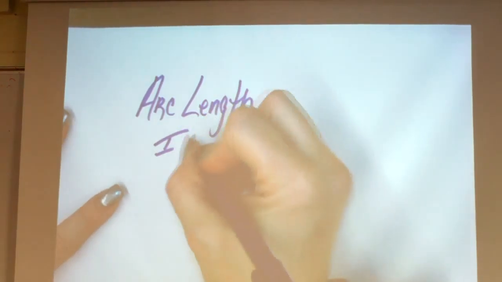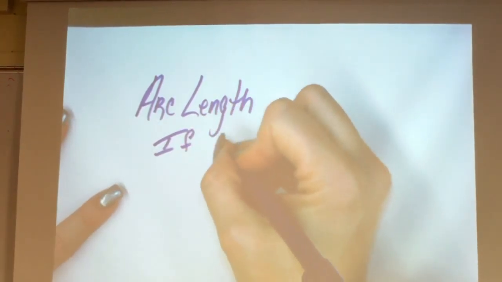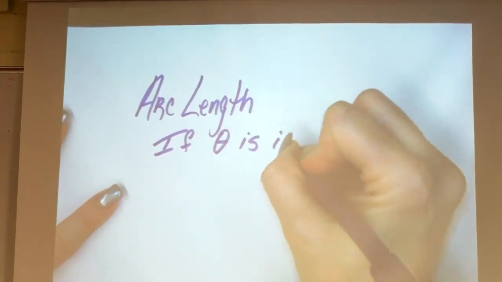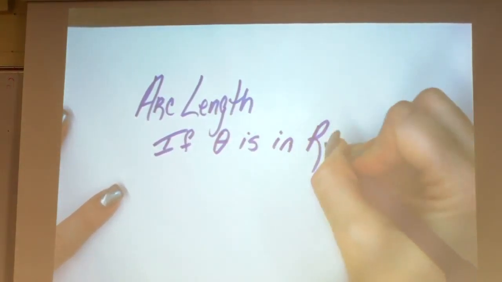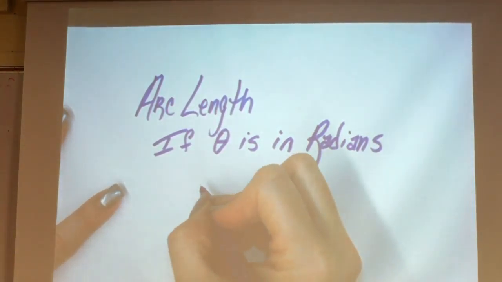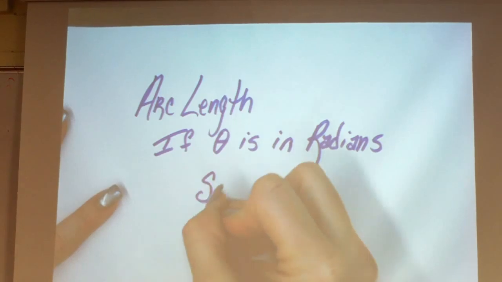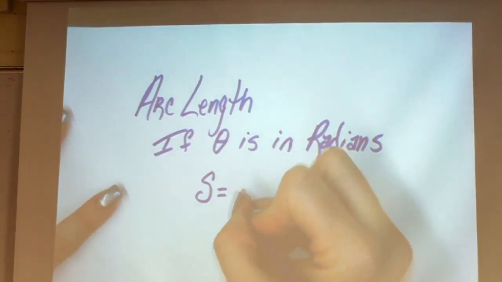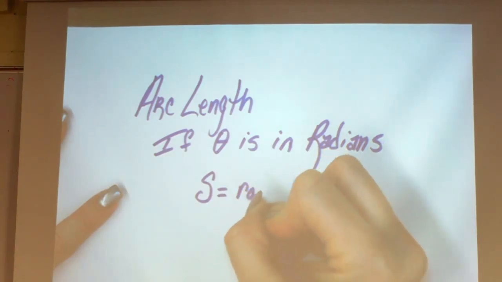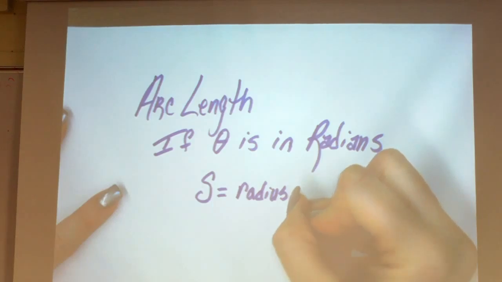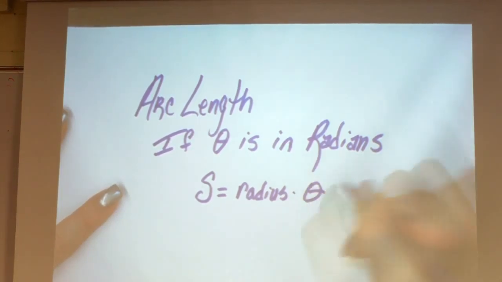If your central angle theta is in radians, here's the formula you want to use. S, your arc length that you're trying to find, would be equal to the radius of your circle multiplied by your central angle, theta.